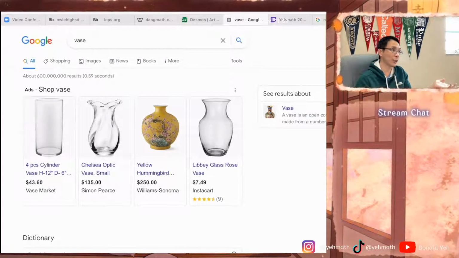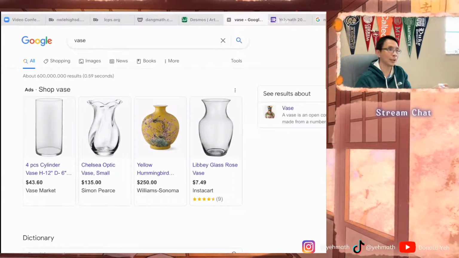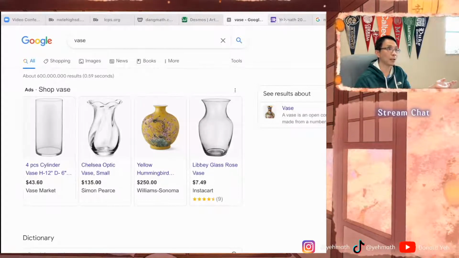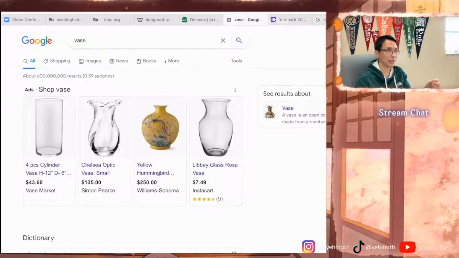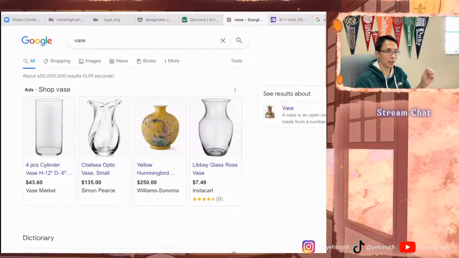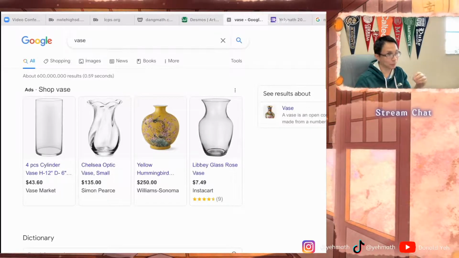Some people will be very clever. They say I can pour in water and then pour the water out into a measuring cup. I can measure it that way. Yes, that's true. But can we calculate it? That's the thing. Can we calculate it? Is there any way to calculate the shape of a vase?